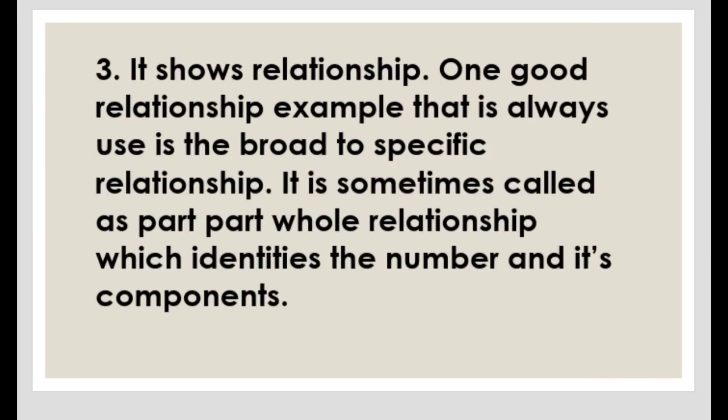Okay, number 3, it shows relationship. One good relationship example that is always used is the broad to specific relationship. It's sometimes called part-part-whole relationship, which identifies the number and its components. So, what graphic organizer shows relationship? For example, concept map. Concept maps are good for organizing information, brainstorming, visualizing ideas, and planning what you want to write.